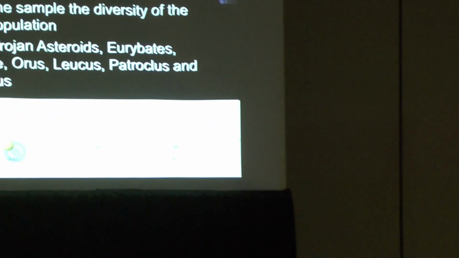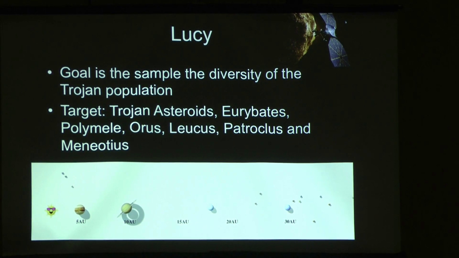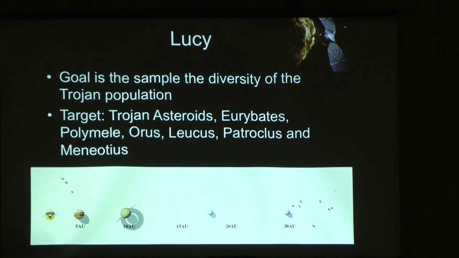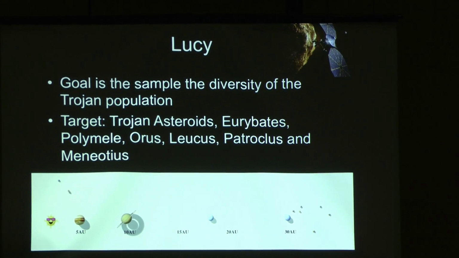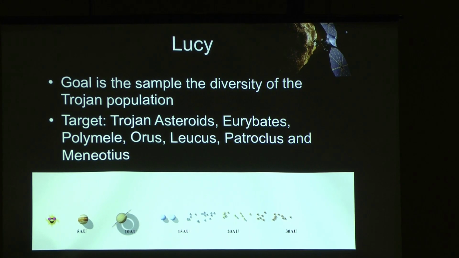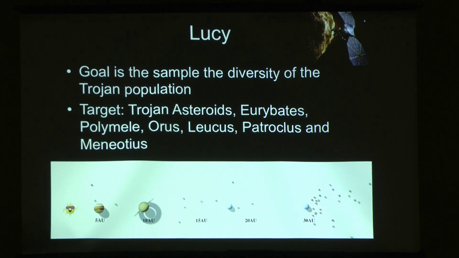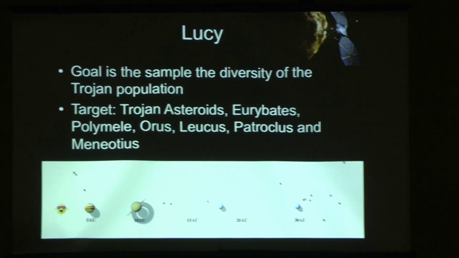So the Lucy mission has a goal to sample the diversity of the Trojan population. And the reason we want to sample the diversity is because these objects in the Trojan clouds look different from each other. There's red ones and less red ones, and they have different spectral types. And earlier models of solar system formation and evolution couldn't explain how you could get different types of objects in that same area. But the NICE model explains it pretty well.